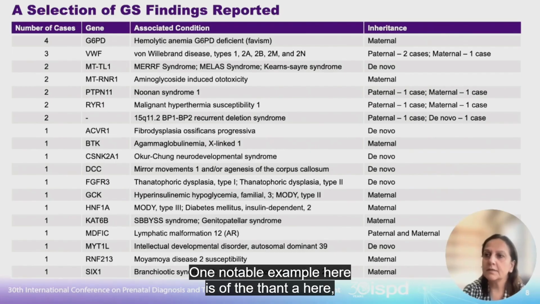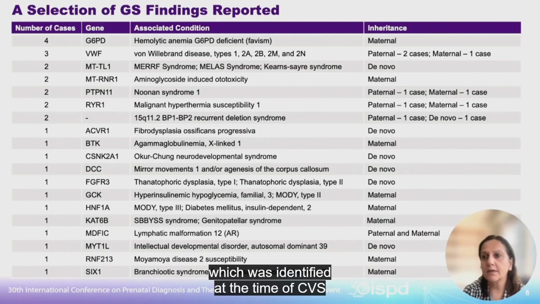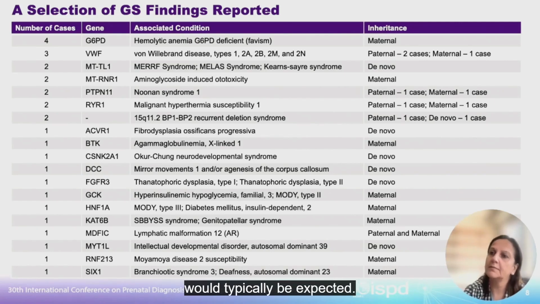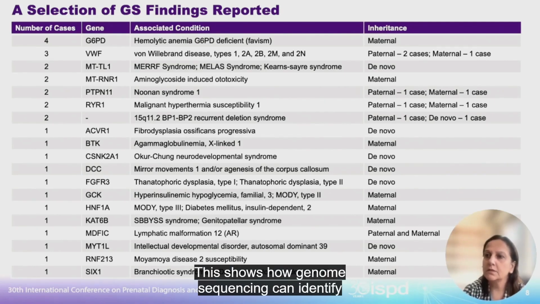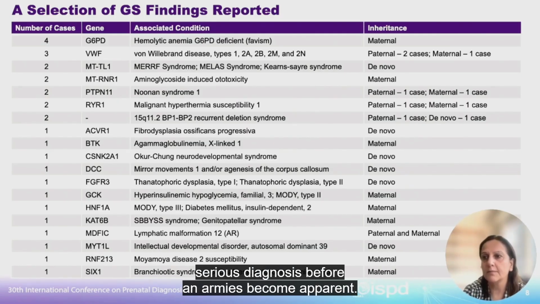One notable example here is thanatophoric dysplasia. Here there's an FGFR3 pathogenic variant, which was identified at the time of CVS before an ultrasound phenotype would typically be expected. So this shows how genome sequencing can identify serious diagnosis before anomalies become apparent.